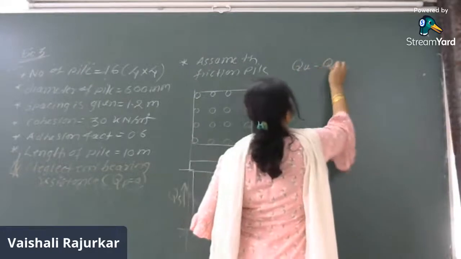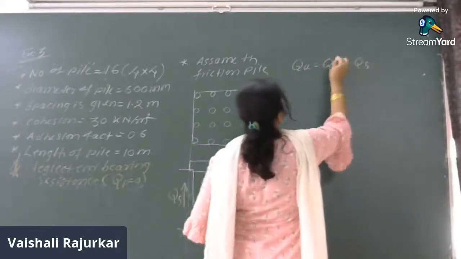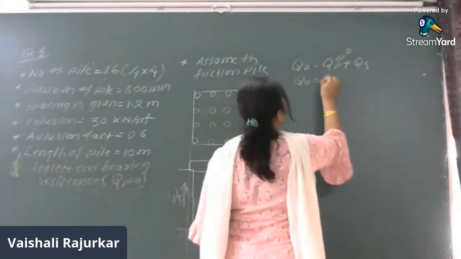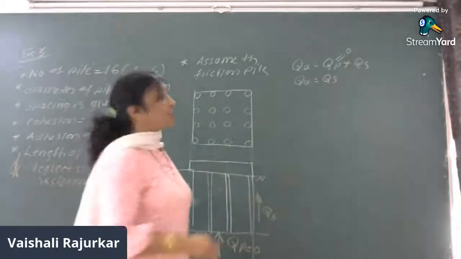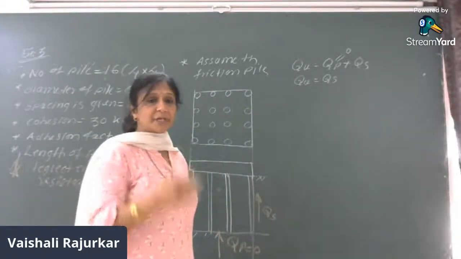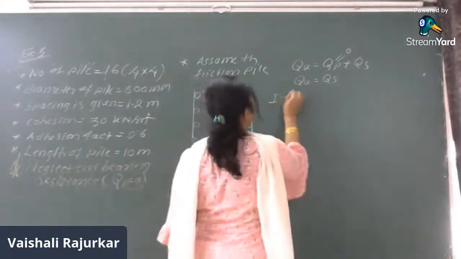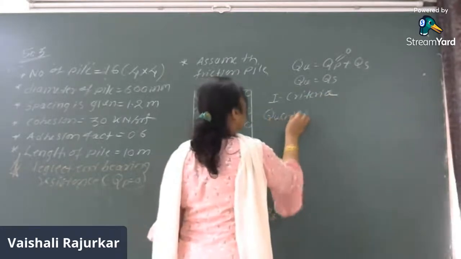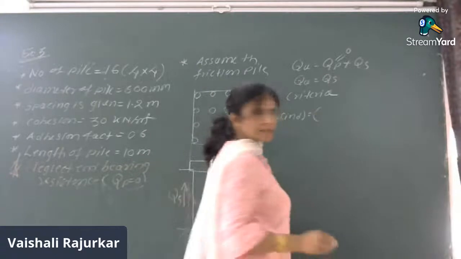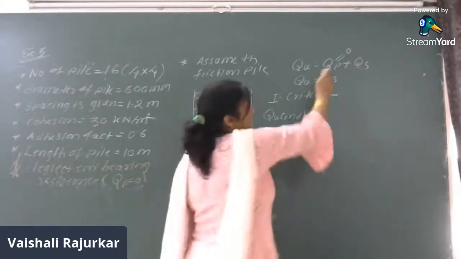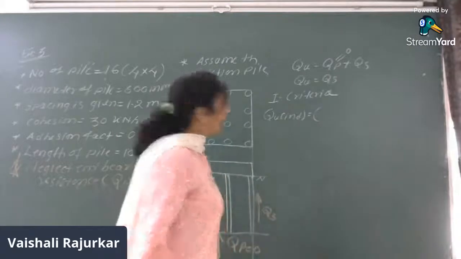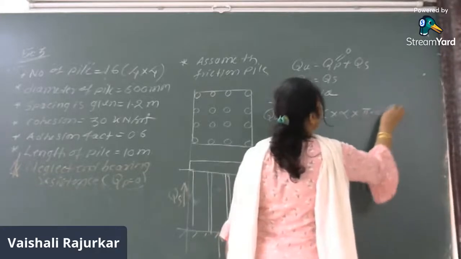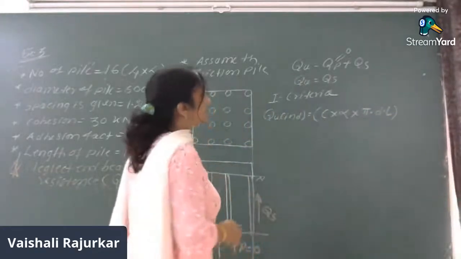Right? So what is the equation? QU is equal to QP plus QS. Here QP is 0. In that case, whatever QU, that will be due to QS only. Whatever ultimate load is taken by the frictional resistance only. So first we will calculate the first criteria. In the first criteria, QU of an individual is equal to, C N C will not be there because we have considered QP equal to 0, and therefore it is C into alpha into pi d h.